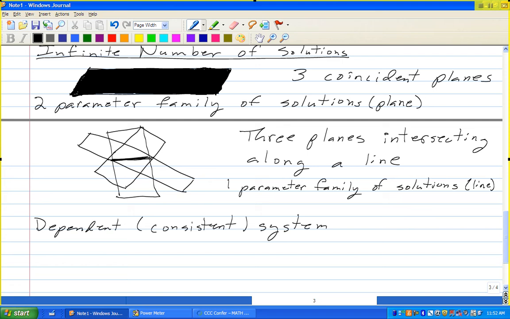Okay, so let me do some examples. And so on page 512, page 512.